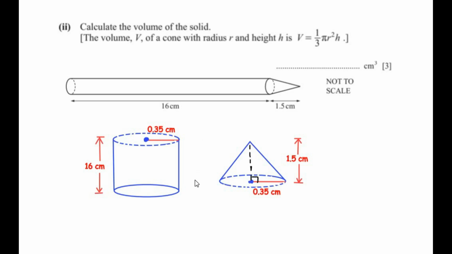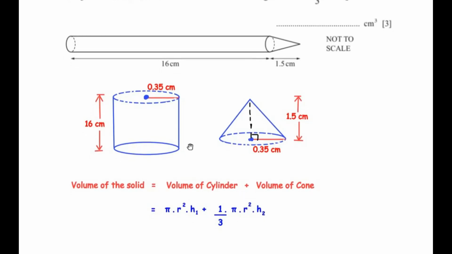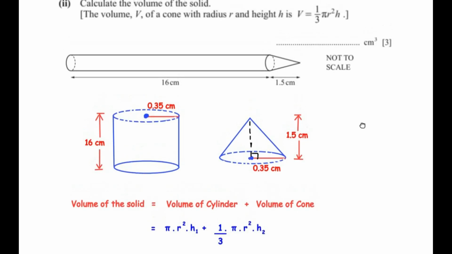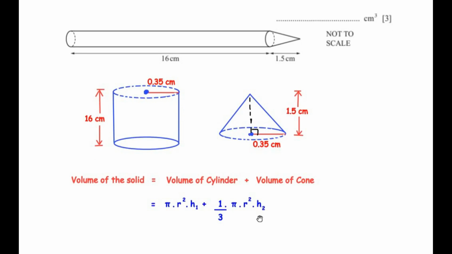So let us write down the formula now. Here, volume of the solid is equal to volume of the cylinder plus volume of the cone. Now the formula for volume of cylinder is pi r square h. Since the height of the cylinder and height of the cone are different, I have named the height of the cylinder as h1 and height of the cone as h2. And the formula for volume of the cone was already given in the question. So here we have written 1 over 3 pi r square times h2.